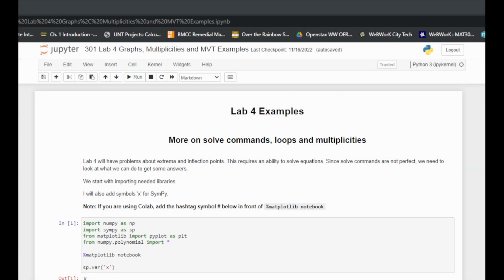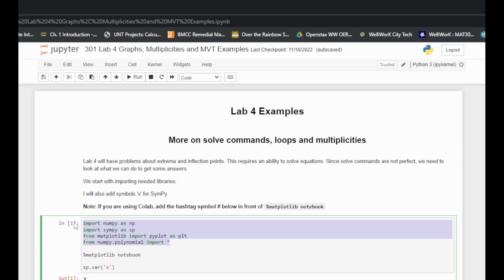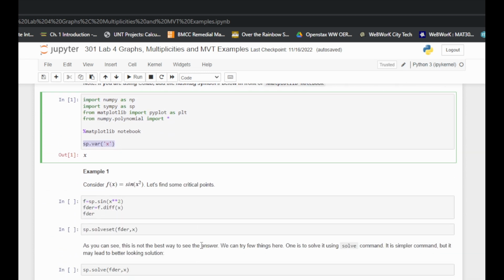In this lab, we will talk about solve commands. We'll have a few examples of for loops. We will also talk about multiplicities of zeros and limits at infinity. As usual, we will start with adding our normal libraries and a variable x for SymPy.